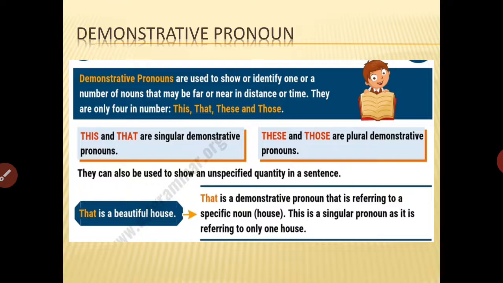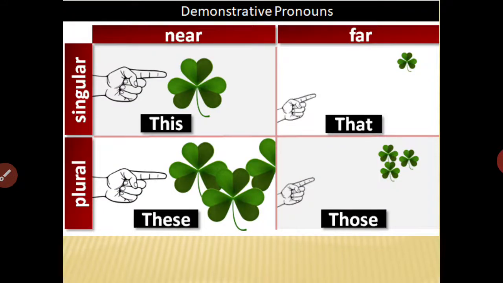They are only 4 in number: this, that, these and those. Now this and that are singular demonstrative pronouns, and these and those are plural demonstrative pronouns. For example, you can see here, that is a beautiful house. In this sentence we have used that, meaning the house is far and we are speaking only about one house. Therefore, let's see the further bifurcation here.